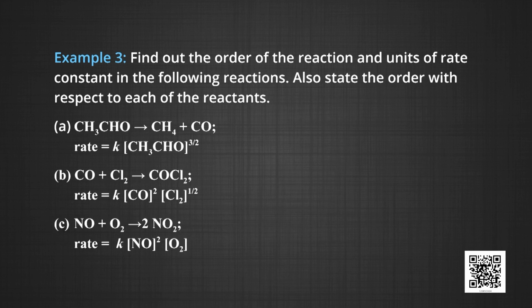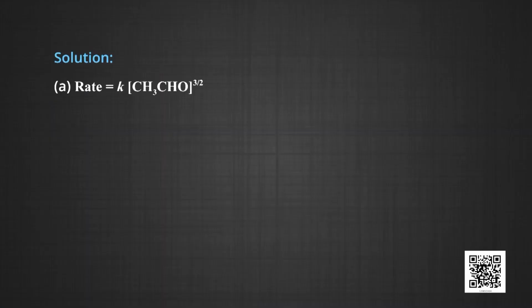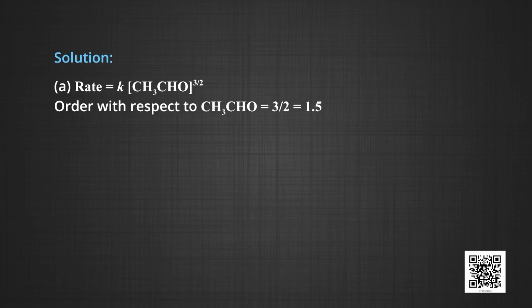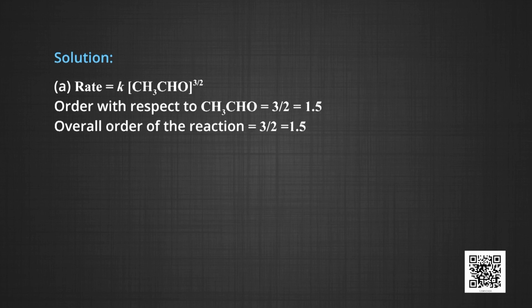Another equation, nitric oxide plus O2 gives 2NO2. And for this the rate is given as K, concentration of NO raised to power 2 and concentration of O2 raised to power 1. Now, let me solve each part one by one. First of all, part A: rate is equal to K, concentration of CH3CHO raised to power 3 by 2. The order with respect to CH3CHO will be 3 by 2, or you can say 1.5. And the overall order of the reaction is 3 by 2, equal to 1.5.